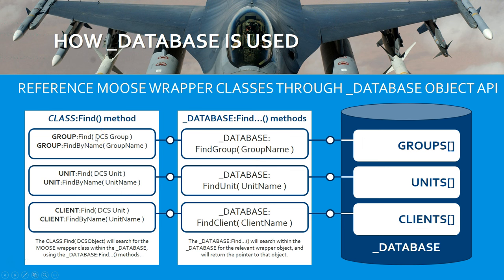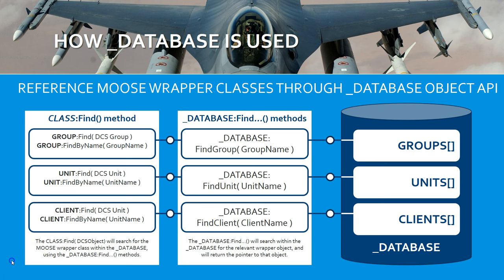If you're in a certain stage, and this becomes really important when you're building a waypoint action in the mission editor, then you can use the find, and it takes as a parameter the DCS group reference, and you can use that to actually get the reference of the relevant wrapper object in the groups collection of the database. Or you can do similar, as in database, give the name of the group, similar for unit and similar for client. Now let me show you a few examples how this is working.